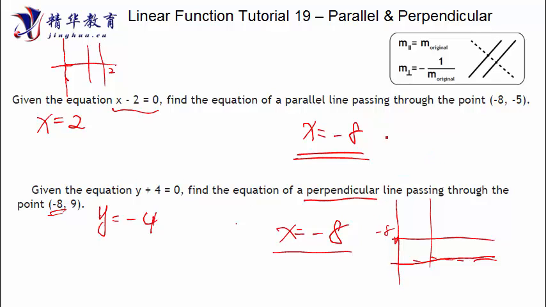Now this is how we deal with vertical and horizontal lines with parallel and perpendicular. This is actually something special. We cannot use the traditional way to do these questions, but luckily we only have these two situations: either it's parallel or perpendicular to a vertical or horizontal line. There's nothing else. Once you remember a vertical line has no slope, and a horizontal line has slope equal to 0, that's it.